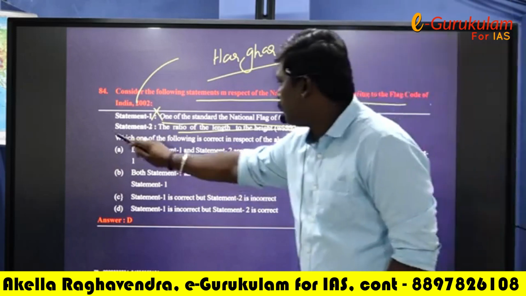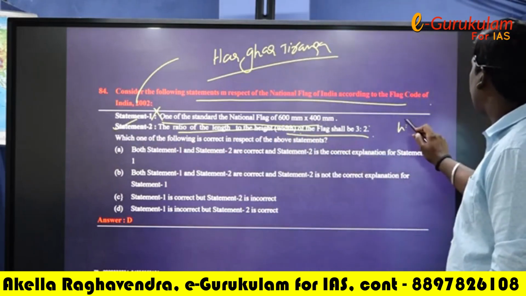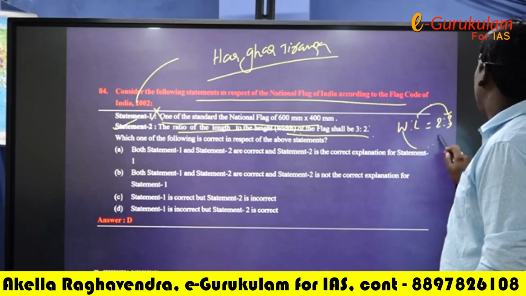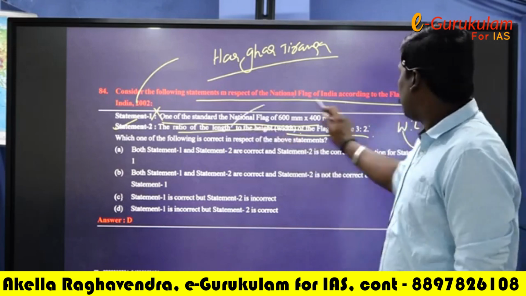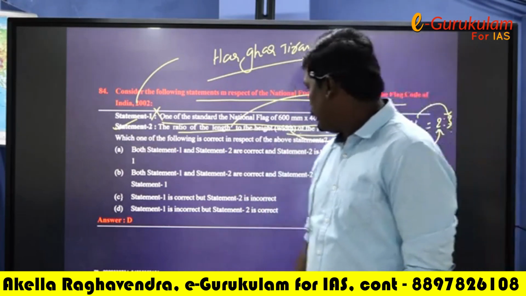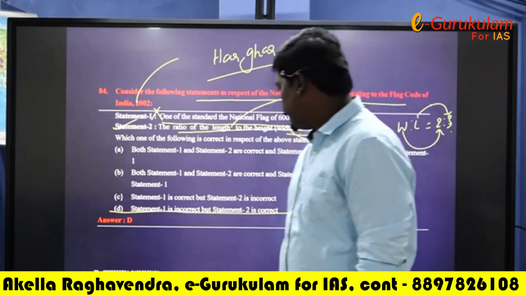This is actually correct. The statement here is not complete. Length to width is actually width to length, which is called 2:3. So length is 3, width is 2. This is correct. So statement 2 is correct. So the answer is D. Statement 1 is incorrect and statement 2 is correct.